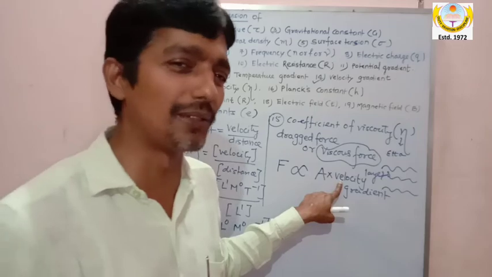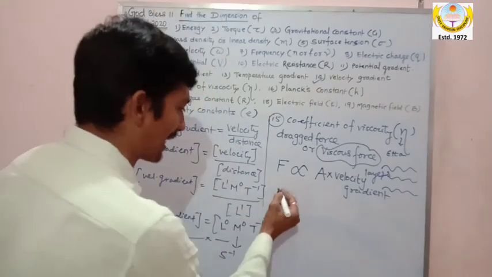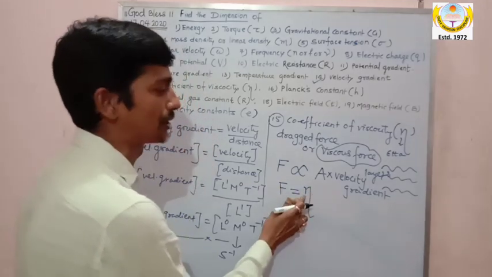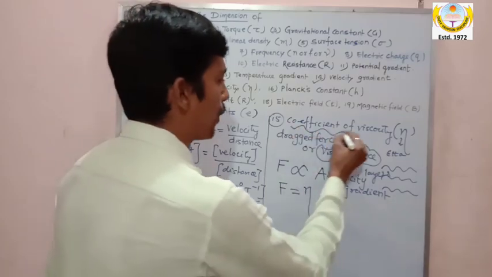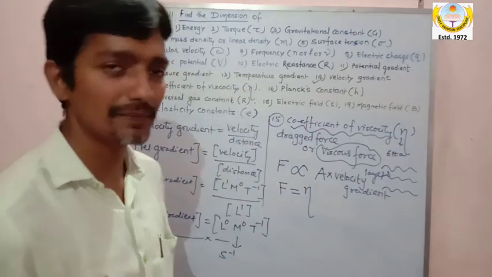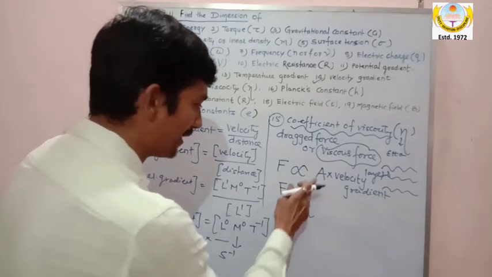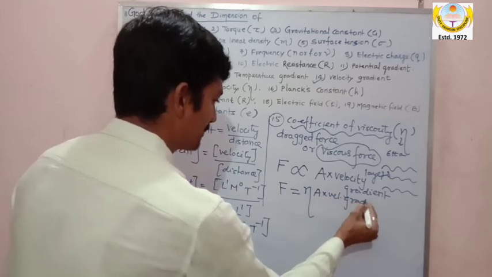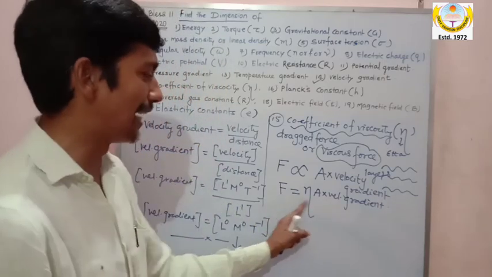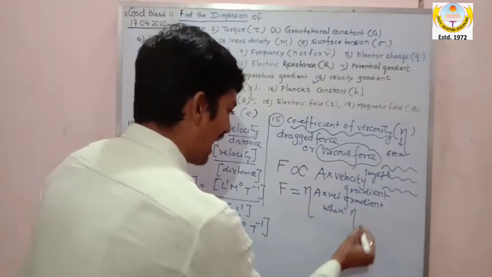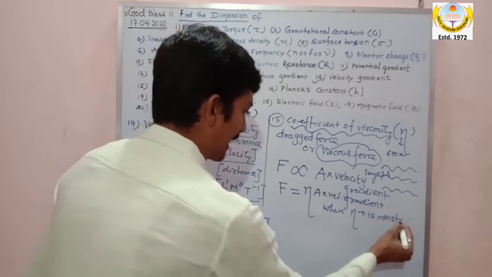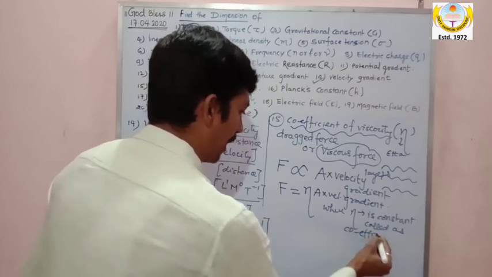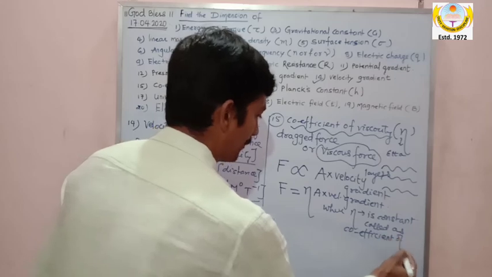So nice this topic is. Now F is directly proportional to this; I replace it with an equality sign and use a constant, called the coefficient of viscosity. So this becomes constant multiplied by area multiplied by velocity gradient, where eta is the constant called the coefficient of viscosity.